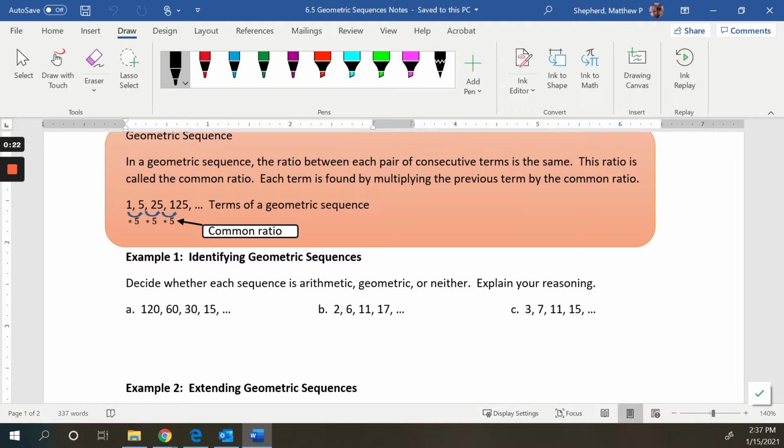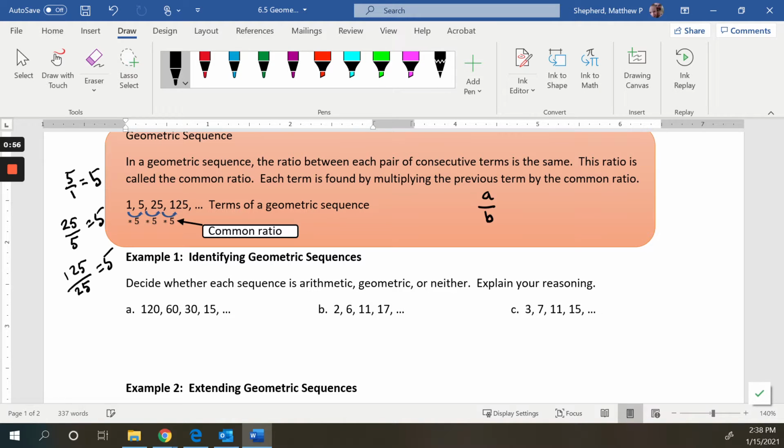A ratio is usually represented using division. So we're dividing two numbers. Now you'll notice over here I identified 5 as the ratio of this sequence. And that's because as I write the ratios of consecutive terms, that is 5 to 1, 25 to 5, 125 to 25, each of those is equal to 5. So the ratios all equal 5.